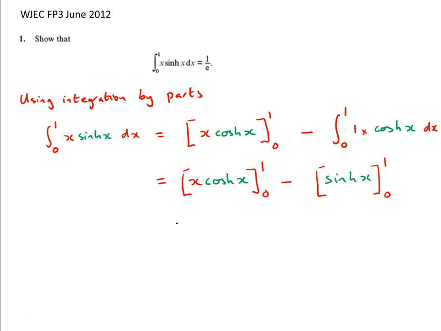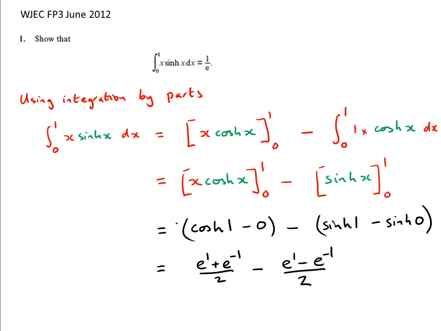So I've got x cosh x, take away sinh x. Putting the limits in, well, for the first term we're going to get 1 times cosh 1, take away 0 times cosh 0, which just gives me 1 cosh 1. And for the second term in the expression, we've got sinh 1 take away sinh 0. Sinh of 0 is 0, so we're left with simply cosh 1 take away sinh 1. Cosh 1 is e to the 1 plus e to the minus 1 over 2. Sinh 1 is e to the 1 take away e to the minus 1 over 2. If we simplify that, we simply end up with e to the minus 1, which is precisely the same thing as 1 over e.